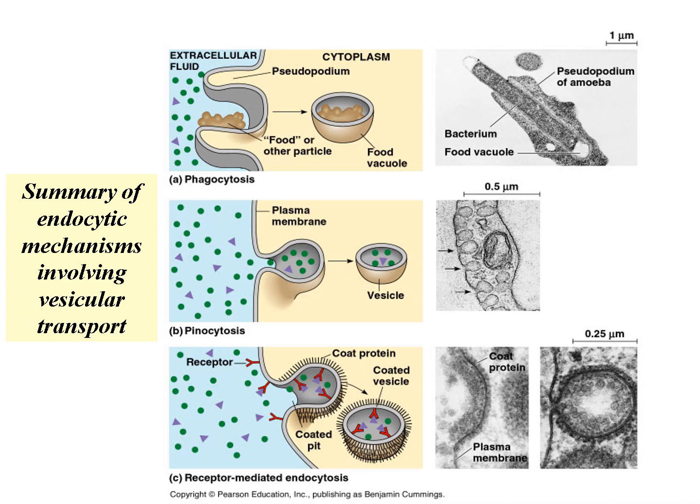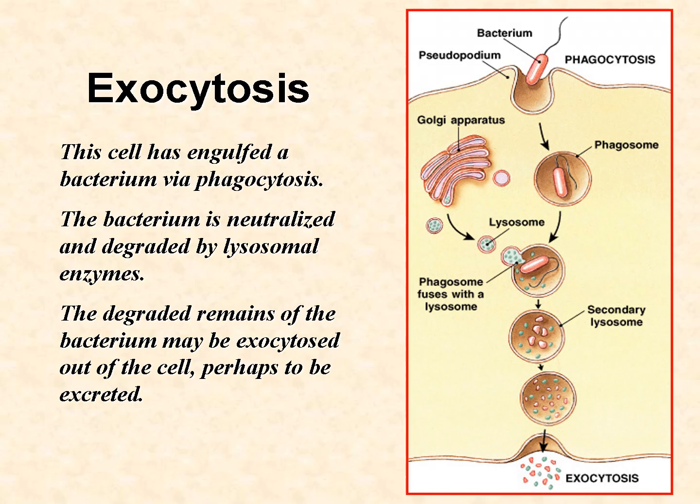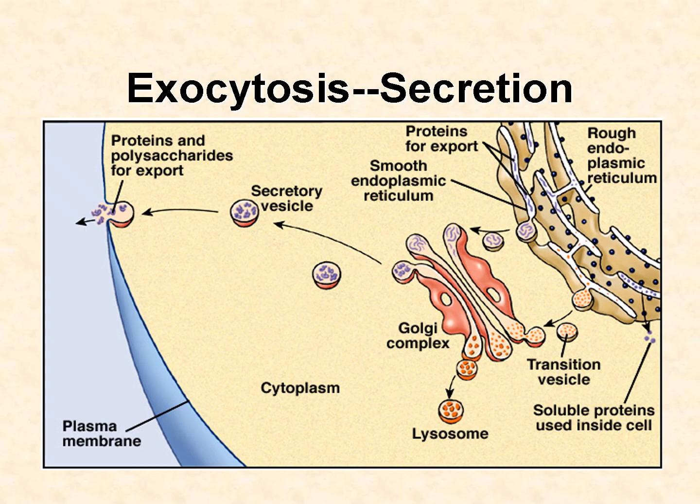The picture in the slide above compares the three types of vesicular transport. On the left is a diagram illustrating each process. On the right are electron micrographs of actual cells involved in each process. Exocytosis is the process by which material is transported out of the cell. In the example above, the cell has engulfed a bacterium which was neutralized and degraded when a lysosome fused with a phagosome. Some of the material can be exocytosed out of the cell, where it may be excreted by the body. Secretion is a special type of exocytosis.